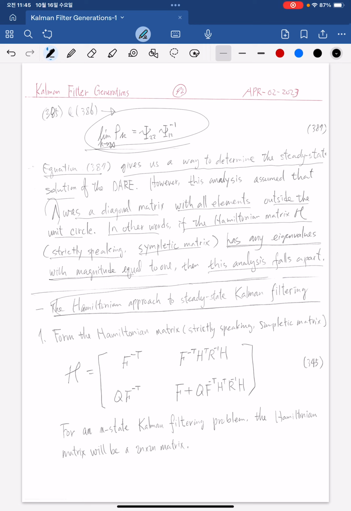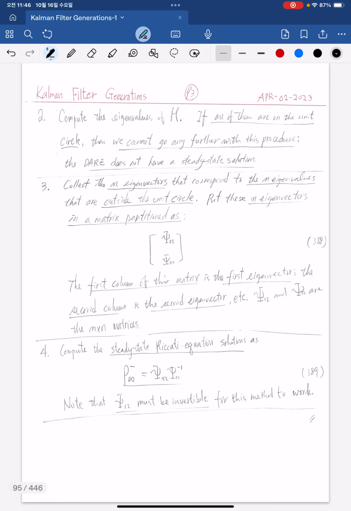The Hamilton approach to steady-state Kalman filtering first forms the Hamiltonian matrix, strictly speaking symplectic matrix, like this. For an n-state Kalman filtering problem, the Hamiltonian matrix will be a 2n by 2n matrix. Compute eigenvalues of H. If one of them is on the unit circle, then we cannot go any further with this procedure. The DARE does not have a steady-state solution.